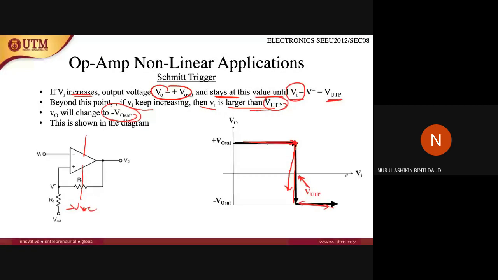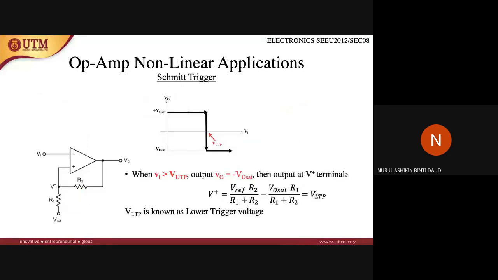What will happen for the other way around? When VI is bigger than VUTP, the output will be VO equals minus VO saturation. Then the voltage at the V plus terminal will become V reference. So you have to change it just now. It will become minus VO saturation, and this will be the lower trigger voltage. Okay, lower trigger voltage.